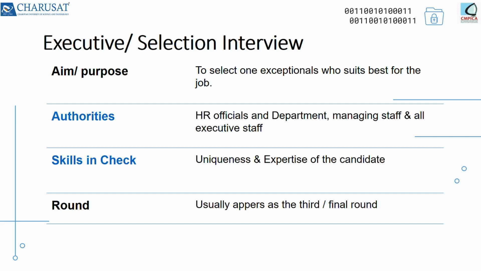And again, the authorities involved here are similar to the panel interview. There will be an HR officer, departmental managing staff, and executive staff interacting with the interviewee. So a candidate applying for an executive selection interview will have to go with the highest preparation. The skills in check are definitely the uniqueness and expertise of the candidate. This appears as the third, or the final, or the first and foremost round of the interview.